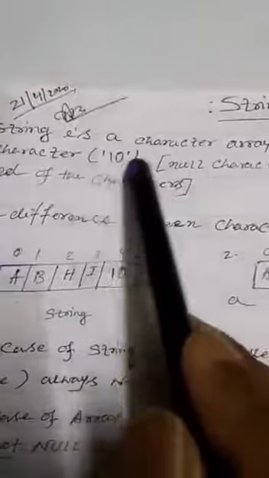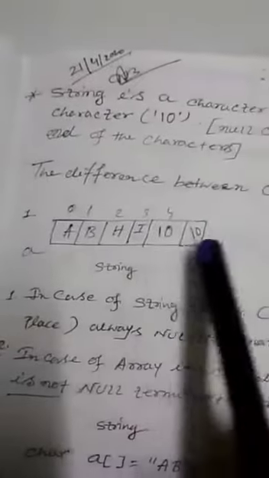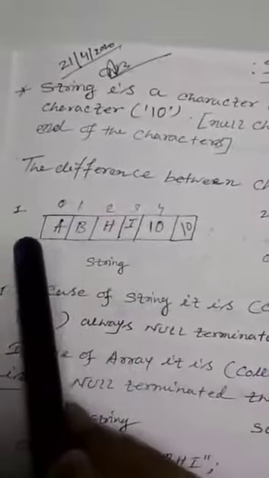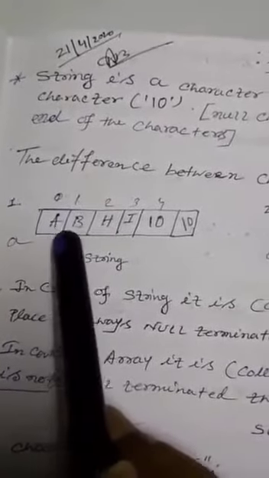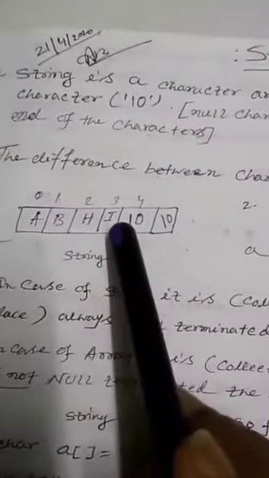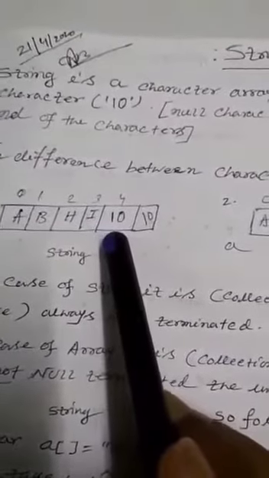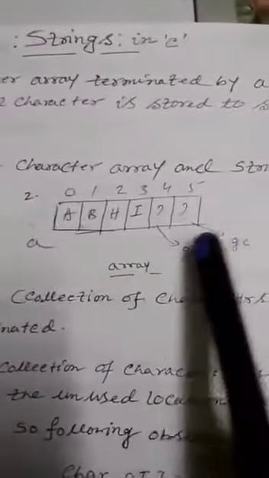So again, what is a string? A string is a character array terminated by a null character. This is the notation of the null character. The null character is stored to signify the end of the characters. The difference between a character array and a string is this: you can see that these are a group of characters and it is null terminated. To signify a string, this is very important. A group of characters will always be terminated by a null character, otherwise it is nothing but a character array.